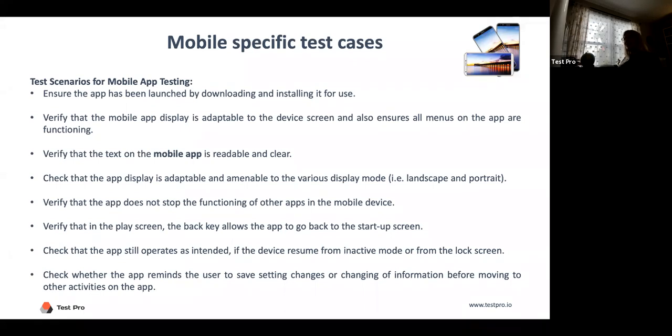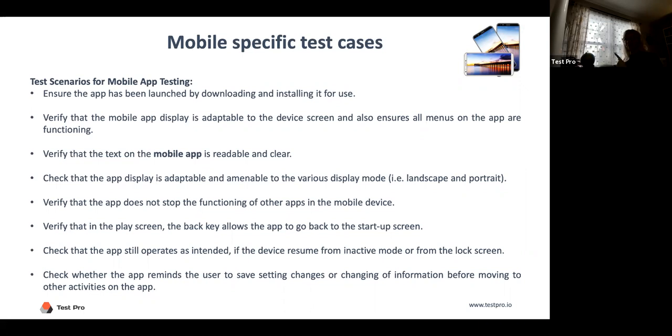Verify that the mobile application display is adaptable to the device screen and also ensure that all menus on the app are functioning. So, guys, as I already mentioned in a previous class, there are thousands of devices, tons of devices. And definitely all phones have different screen sizes. So we're supposed to make sure that our application is functional and looks the same under any screen size, and all buttons, like the hamburger menu, maybe search, anything else on the home screen of the application, are functioning very well.